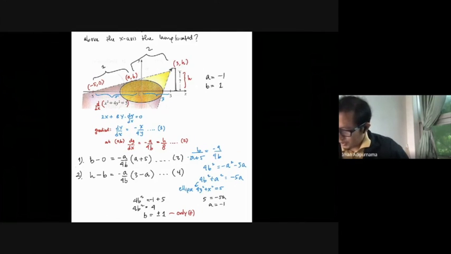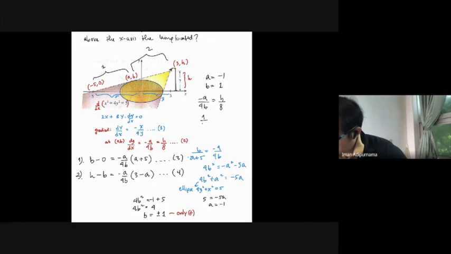Okay. And then we have negative A for B is H per 8. So this becomes 1, 4. So H is 2.